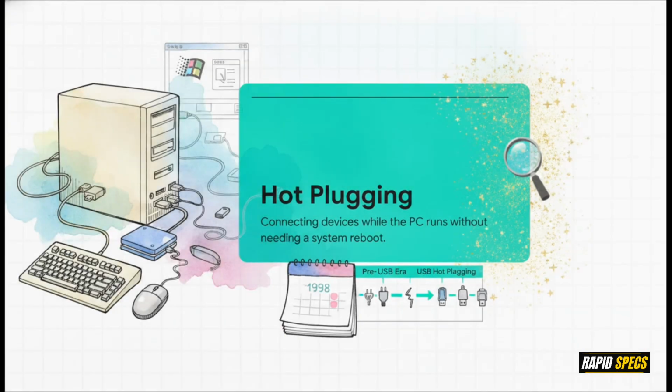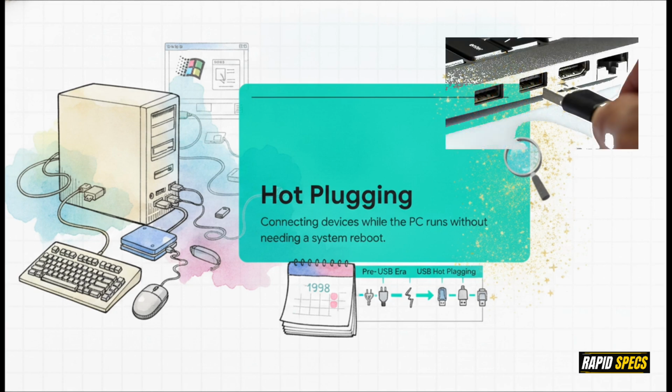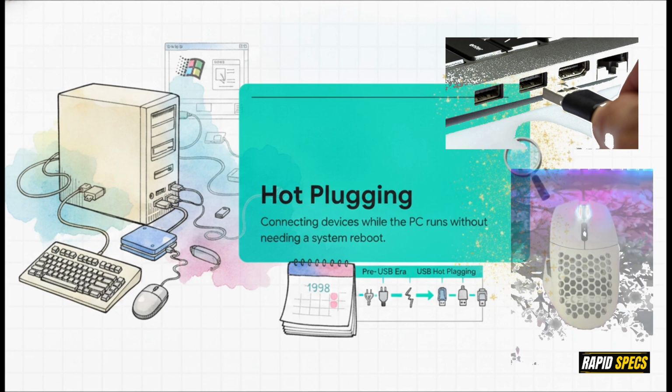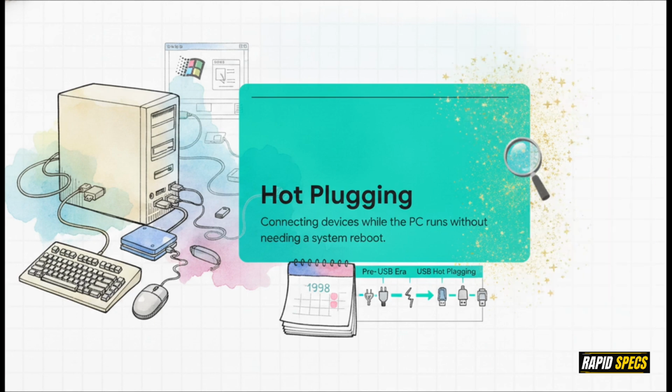And honestly, this brings us to the absolute most magical feature of early USB, hot plugging. Think about how much we take this for granted today, right? Hot plugging meant you no longer had to totally restart Windows just to change out your keyboard or plug in a mouse. You simply pushed it into the slot while the PC was running and boom, the system detected it instantly. I mean, that was just pure magic for the late 90s.